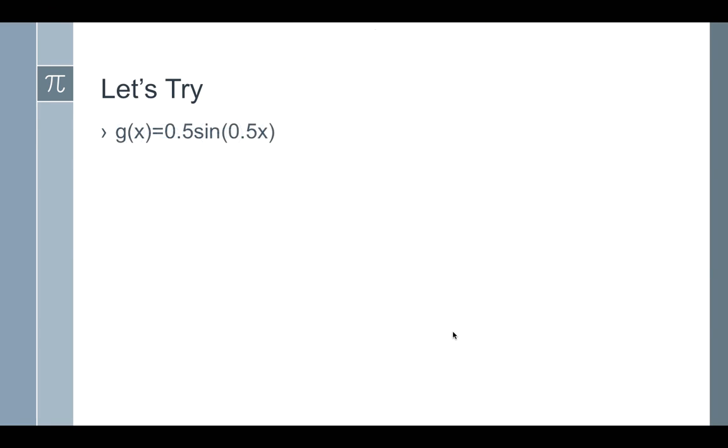All right, let's try another one here. We're going to try a couple and just kind of go with it. Okay, so 0.5 sine of 0.5x. So again, I need to figure out my amplitude, which is 0.5. I need to figure out my period, which is 2 pi over b. In this case, it's half. And 2 divided by a half is actually 4. So we get a period of 4 pi.